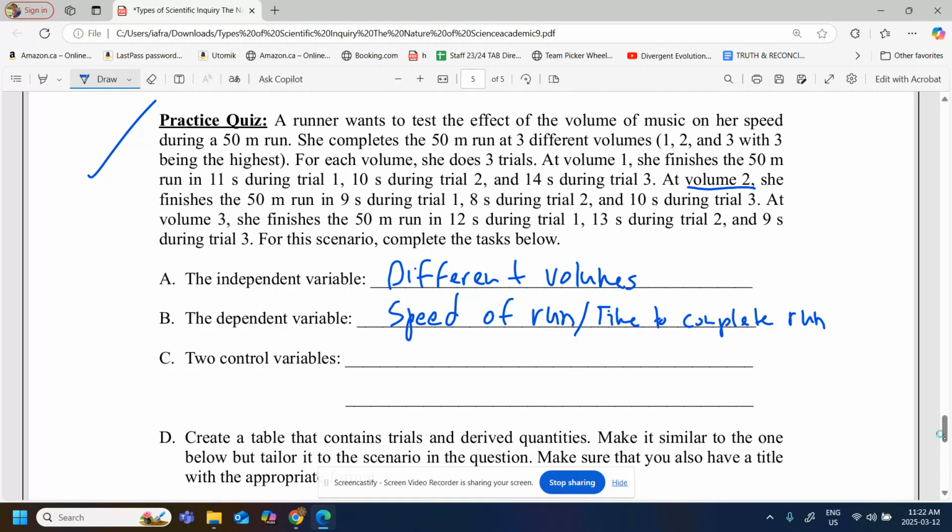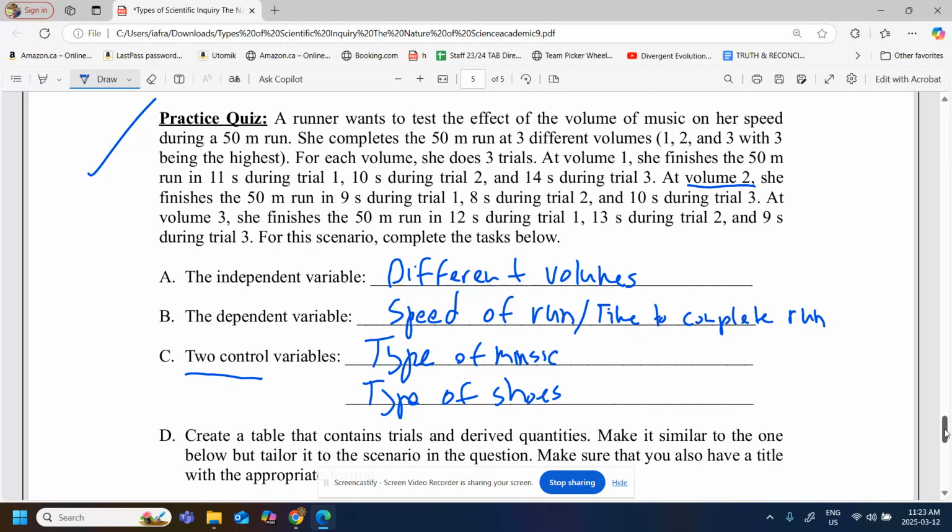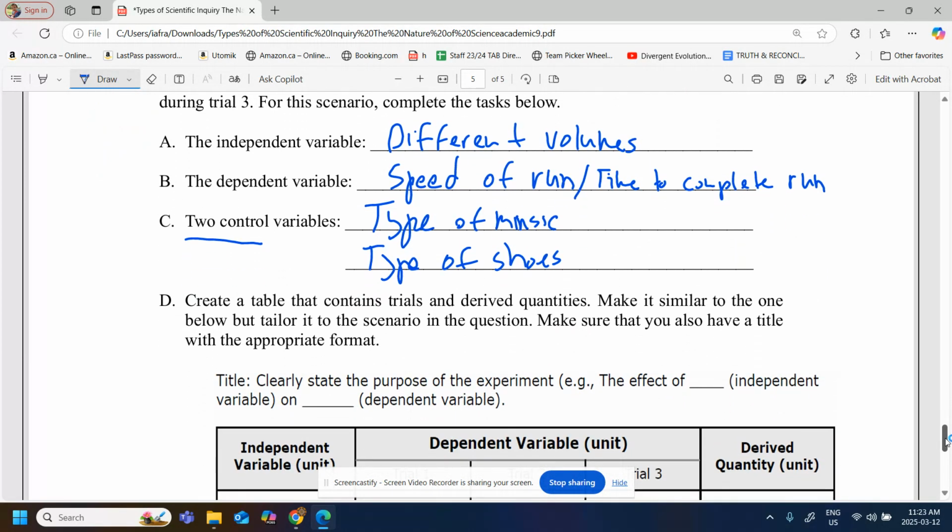What are some control variables? Well, there's many you could have thought of here. You could have thought of the type of music, the type of shoes the runner was wearing, maybe the type of terrain, maybe how tired the runner was already, maybe the diet of the runner. So a whole bunch of different variables need to be kept the same. I only asked you for 2, but make sure you come up with some specific ones that could have affected the time to complete the race, and those must be kept the same.